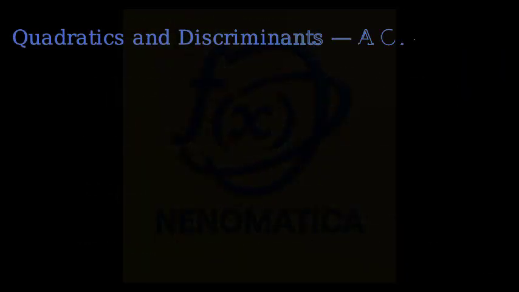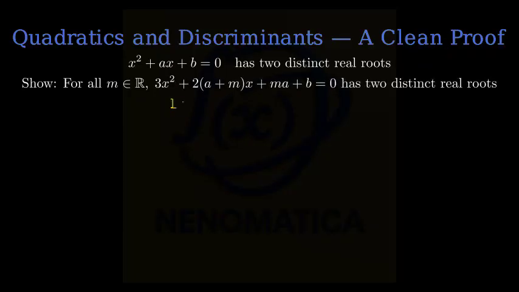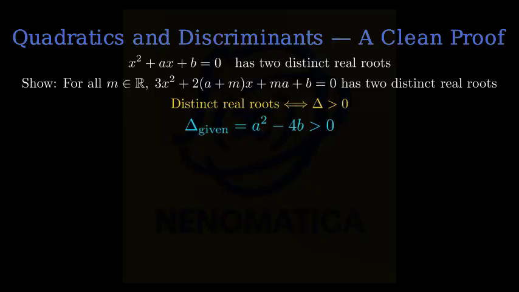In this lesson, we will prove a powerful result about quadratic equations. Here is the problem statement, written algebraically, and the goal we want to prove. Step 1. A quadratic has two distinct real roots if and only if its discriminant is positive. Take 4x squared plus ax plus b. The discriminant is a squared minus 4b. Since the roots are distinct and real, we have a squared minus 4b greater than 0. This inequality will be our key fact.